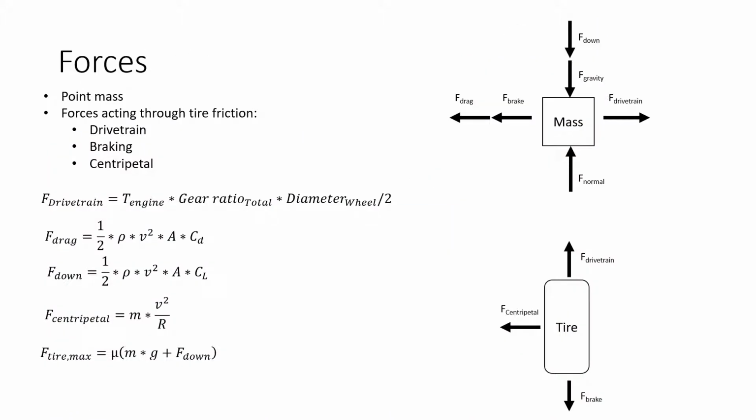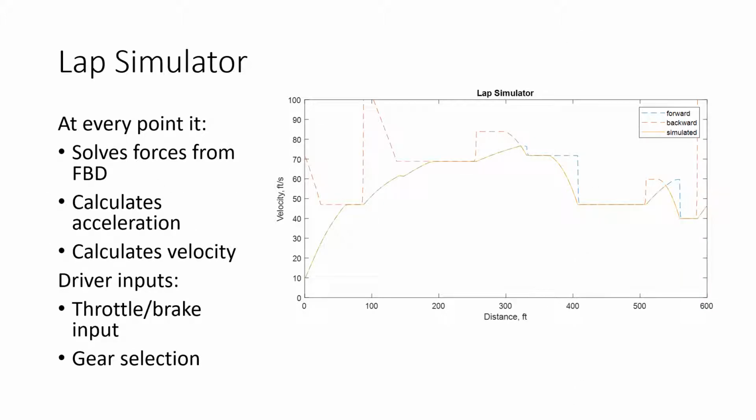There are multiple forces that act on a race car while it is driving around a track. There are the aero forces, drag and downforce, and then there are also the forces that act through the tires, forces coming from the drivetrain, the brakes, and from centripetal acceleration. Because my cost function is lap time, I had to develop a lap simulator that took into account all these forces. What my lap simulator does is incrementally step around the racetrack and analyze the forces at each point. It then uses these forces to determine acceleration and velocity.